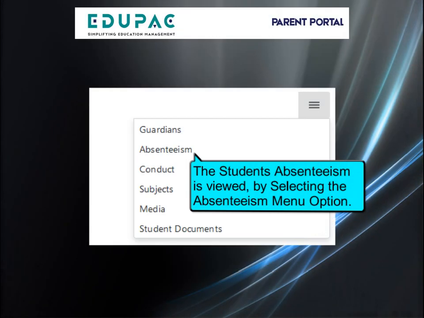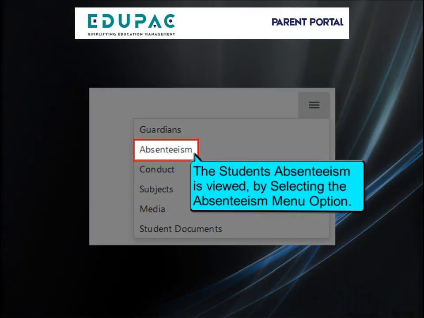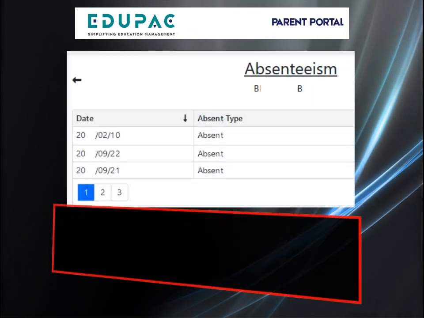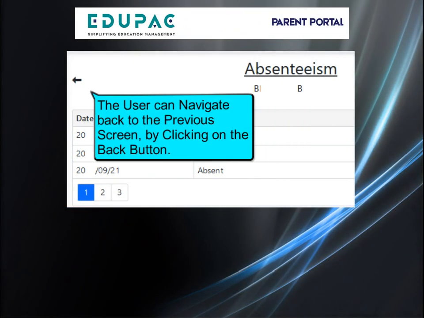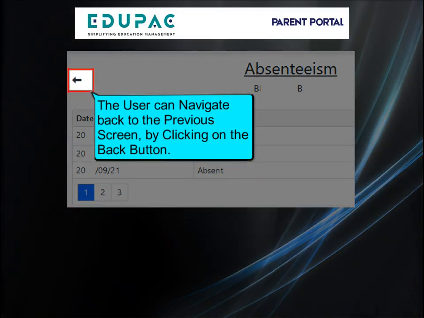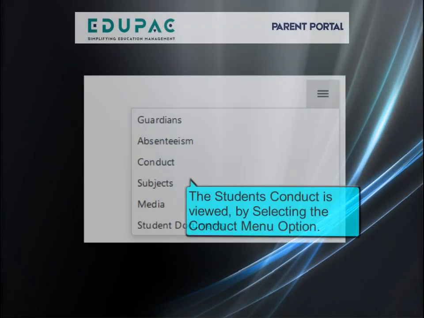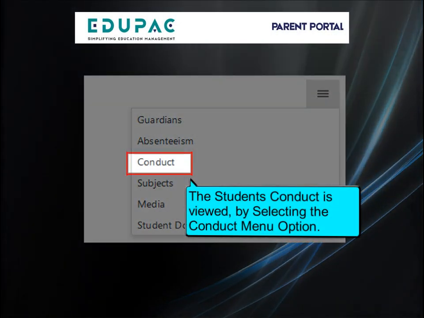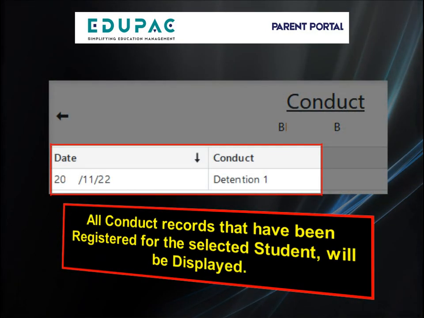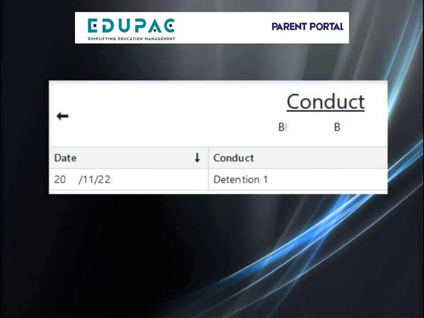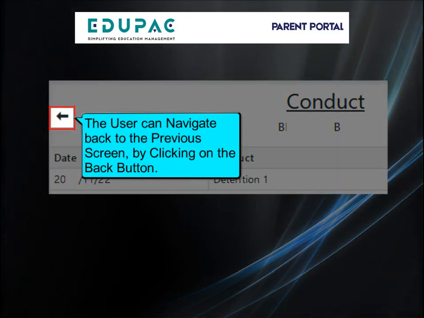The student's absenteeism is viewed by selecting the Absenteeism menu option. All absenteeism records that have been registered for the selected student will be displayed. The user can navigate back to the previous screen by clicking on the back button. The student's conduct is viewed by selecting the Conduct menu option. All conduct records that have been registered for the selected student will be displayed. The user can navigate back to the previous screen by clicking on the back button.